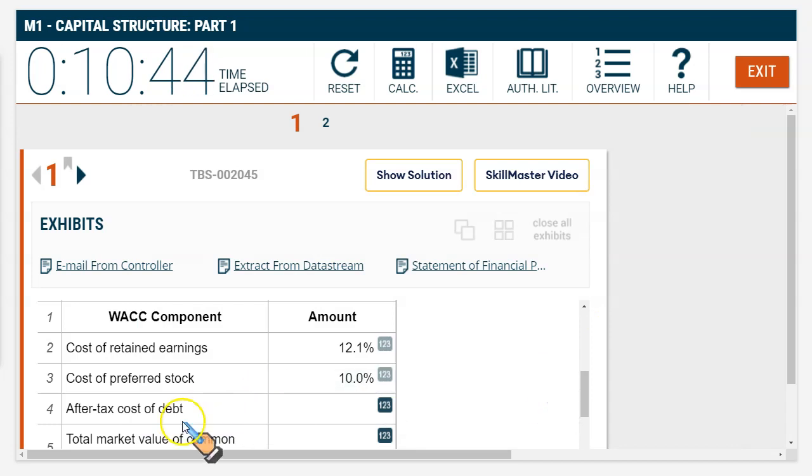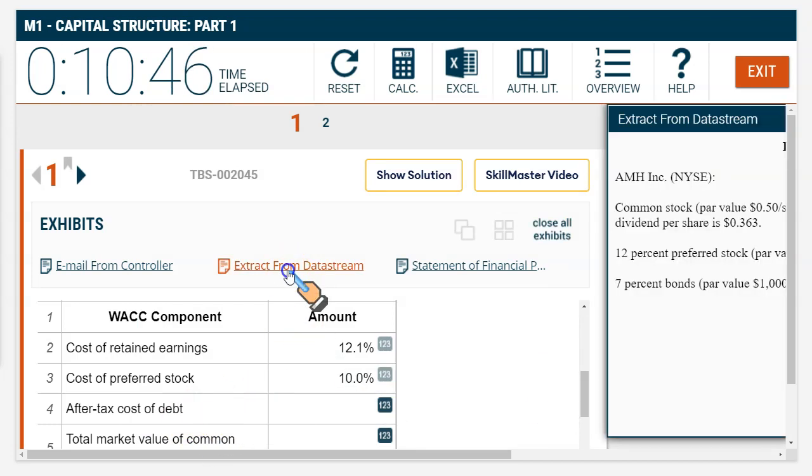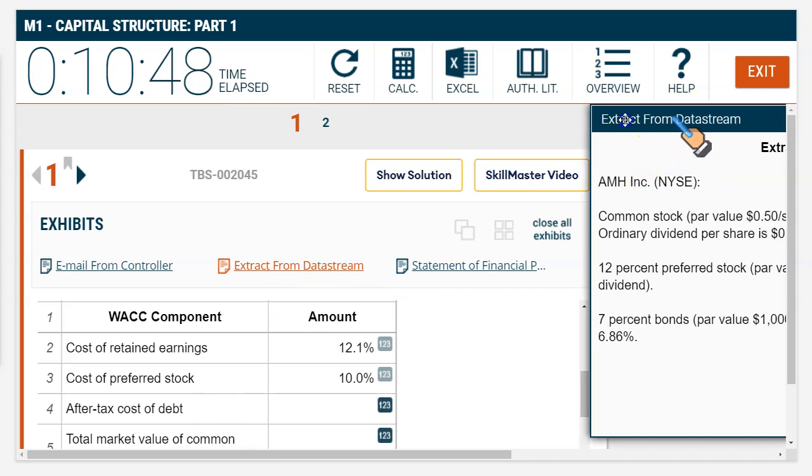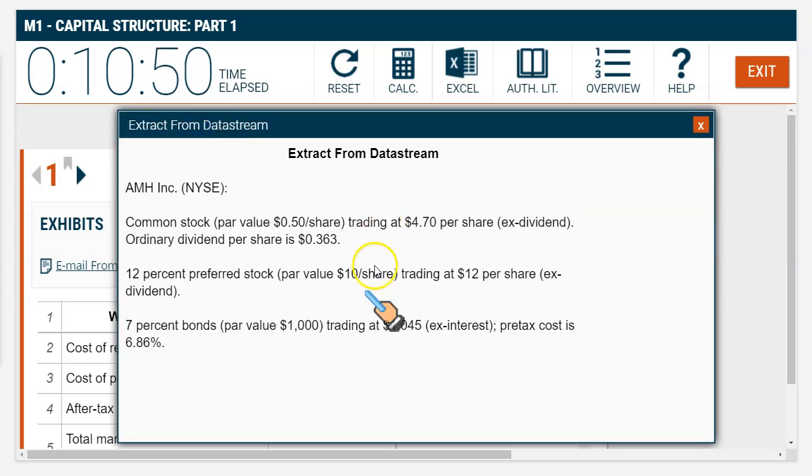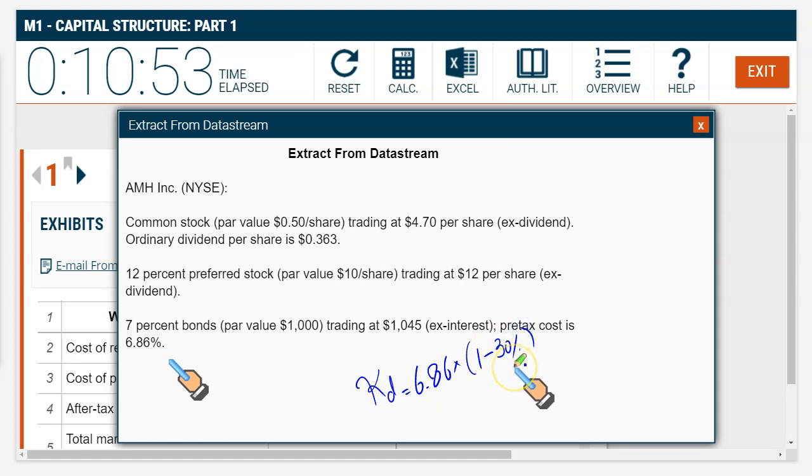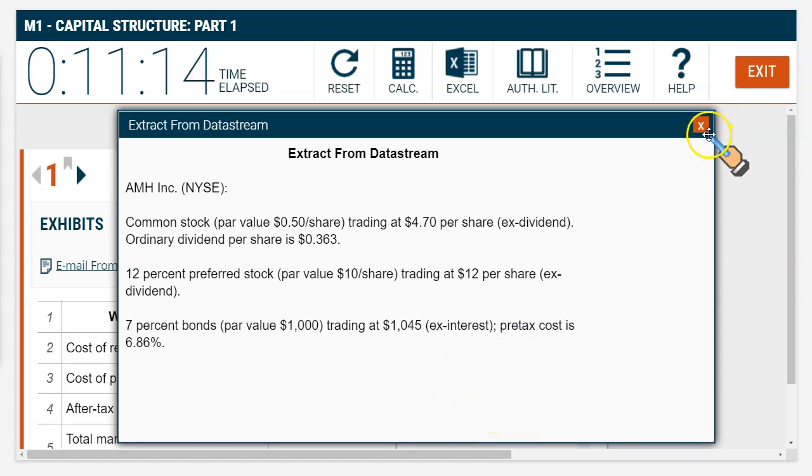Done. Next, after tax cost of debt. That is available right here in this exhibit. We just need to take this 6.86 and convert it into after tax basis. Cost of debt is equal to 6.86 multiplied by the tax rate, which was given in the email as 30%. If you simplify, you should get your answer as 4.802%. So we are going to write 4.8 and that would be all.